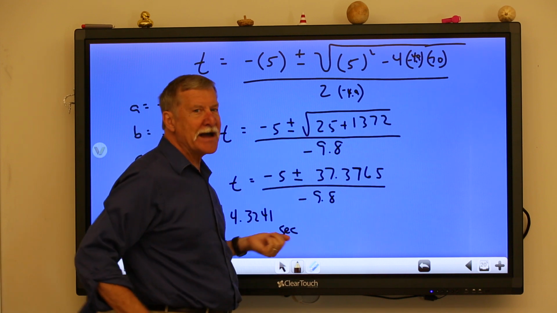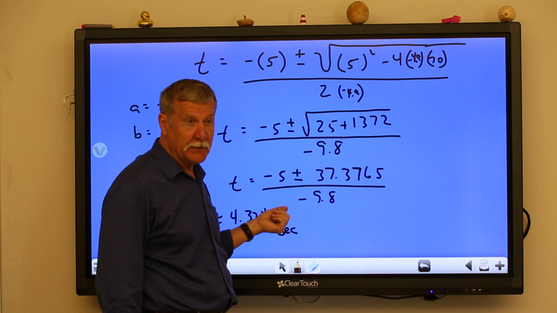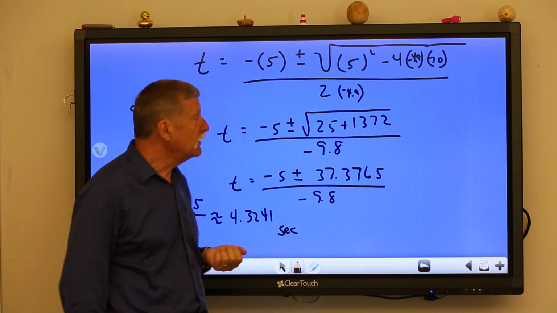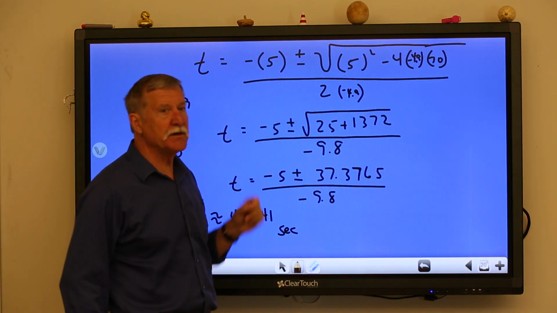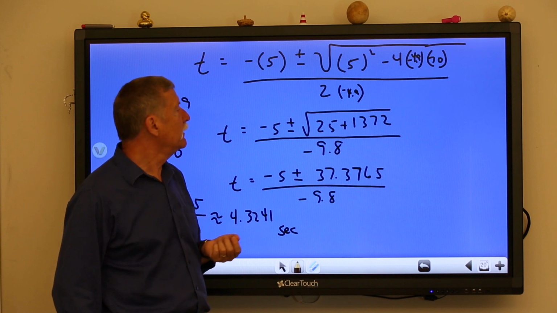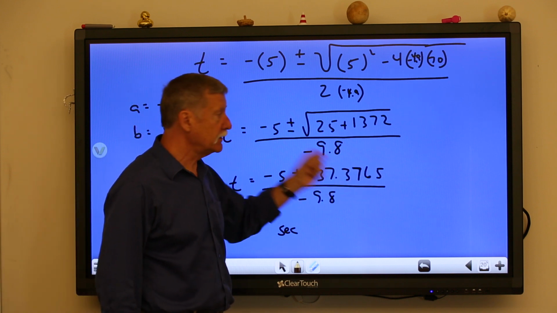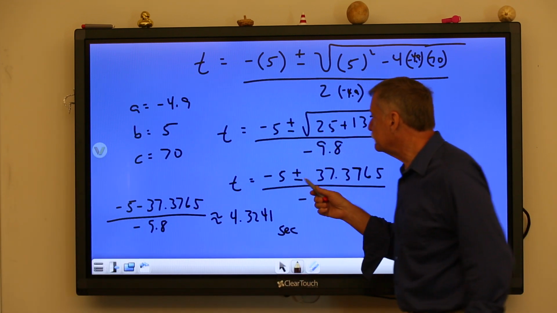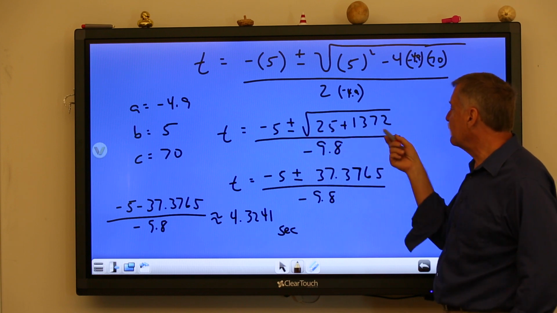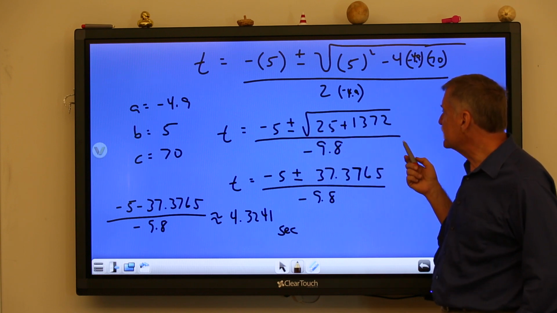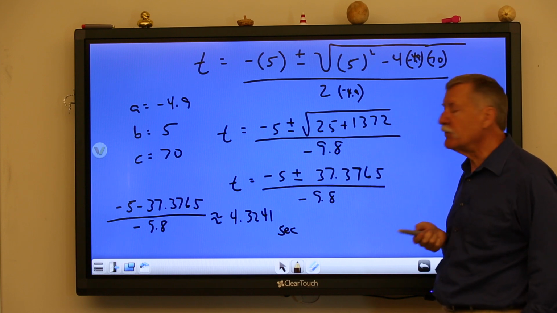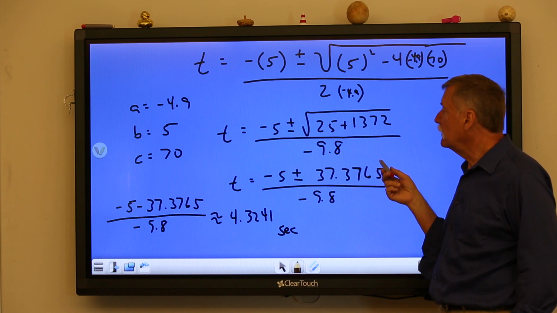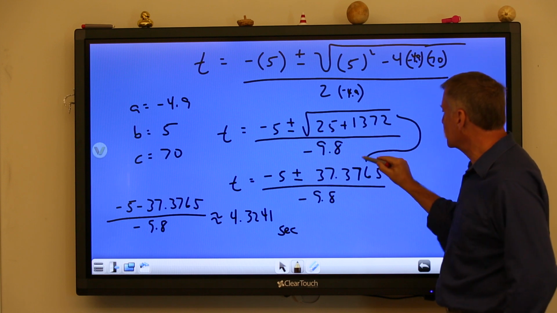Well, in this case, we need some sort of answer. We can't just leave this as a radical over minus 9.8. And what we need to do then is to give some approximation. And let's be clear here. If you're going to give an approximation of a non-whole number square root, you use 4 decimal places. That's not just math, that's physics as well. So we got this radical, 25 plus 1372. It's basically the square root of 1397, which is approximately 37.3765. So this is an approximation of this square root.